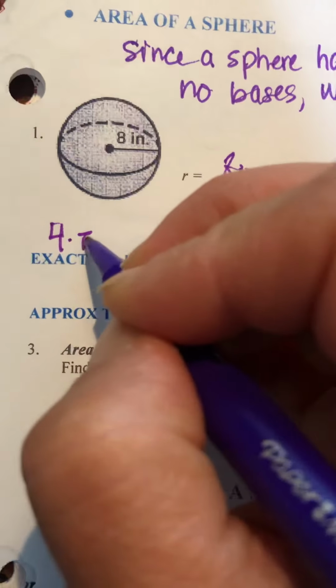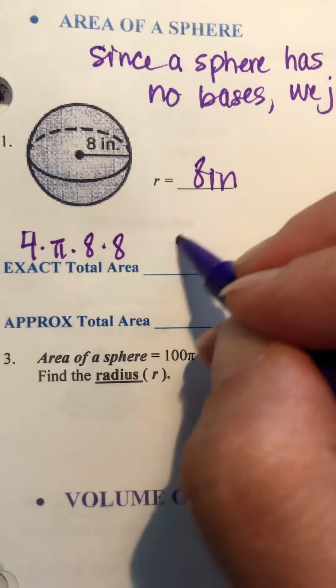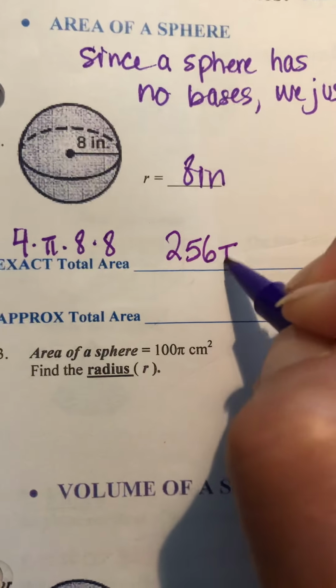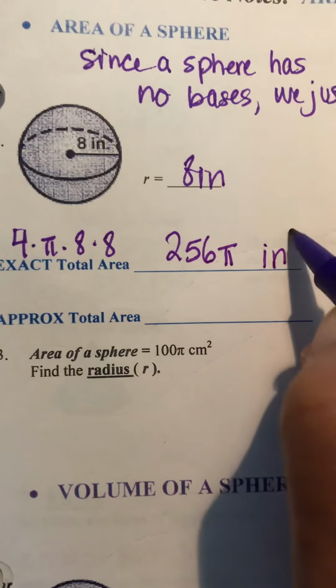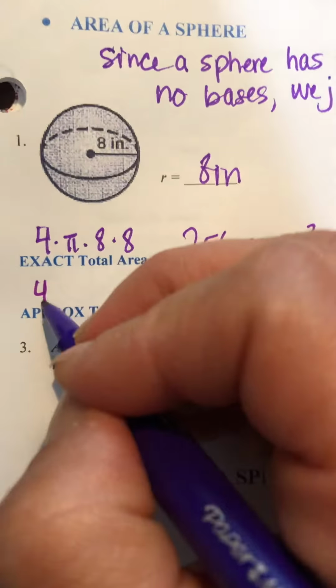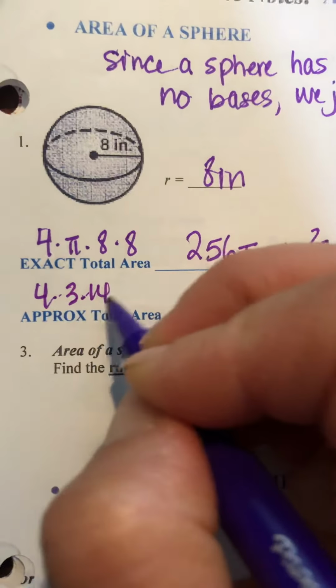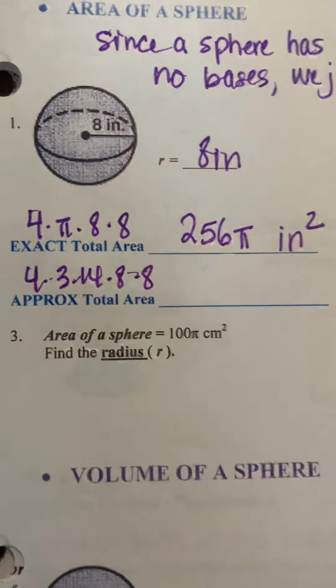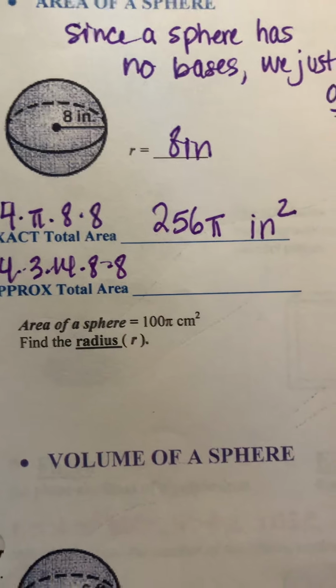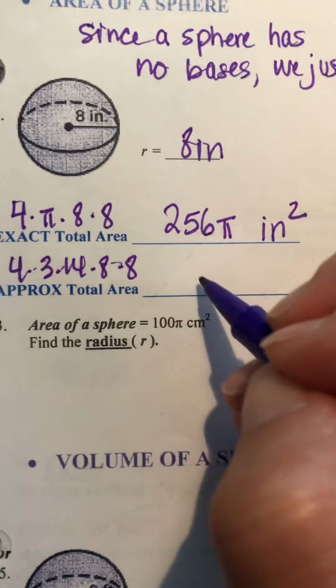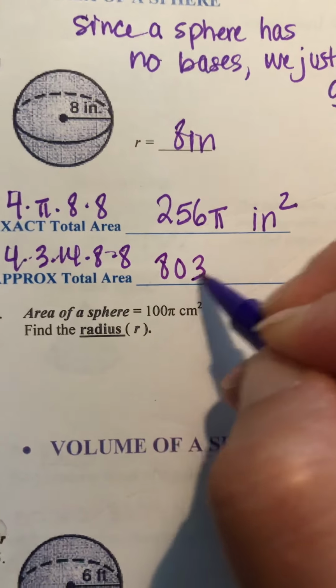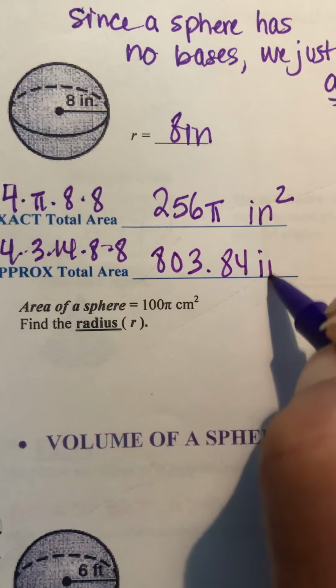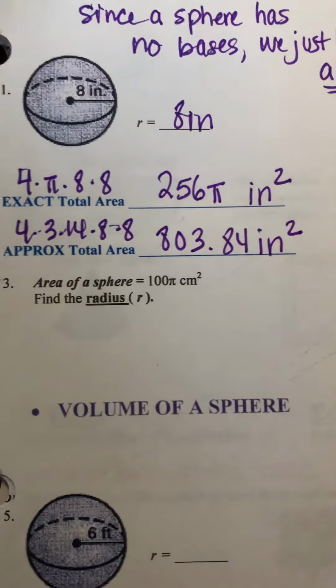If I want to do the exact total area, 4 times pi times 8 times 8, 256 pi inches squared. If I want to do the approximate, I just take out the pi symbol and multiply by 3.14. 4 times 3.14 times 8 times 8 is 803.84 inches squared. And that's it.